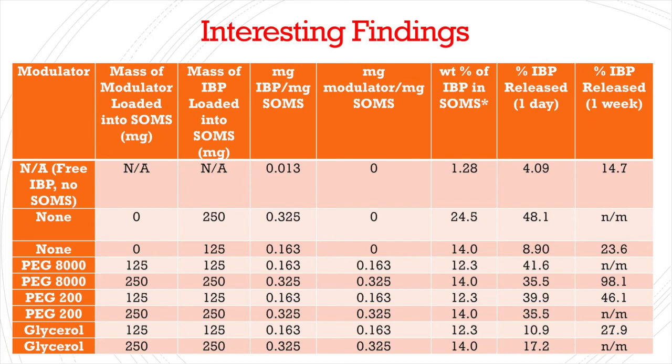So as you can see in the farthest right columns, as we increase the molecular weight of the modulator, the percentage of ibuprofen released from SOMS does go up significantly. As we see from the farthest right column, glycerol in a week only released 27.9% of ibuprofen, PEG 200 released about 46.1%, and PEG 8000 came in at 98.1%, so almost 100% of the ibuprofen was released in this case.